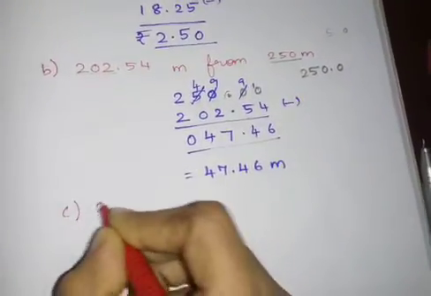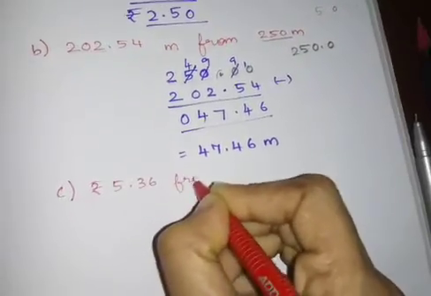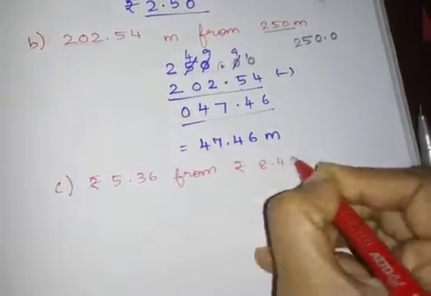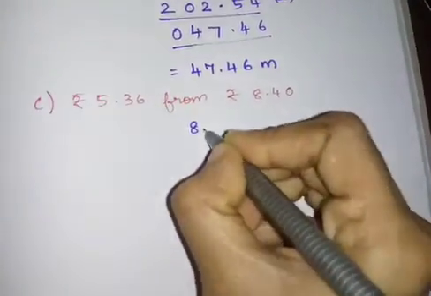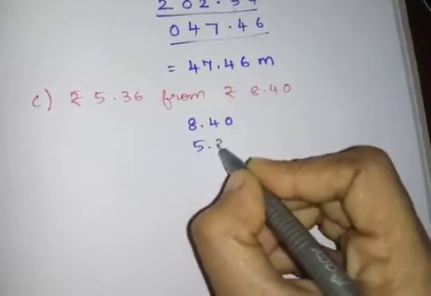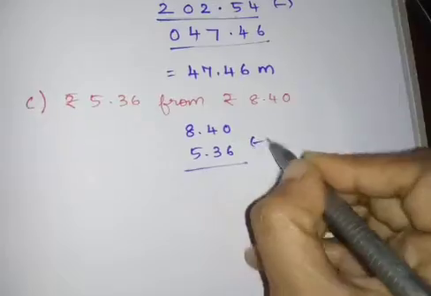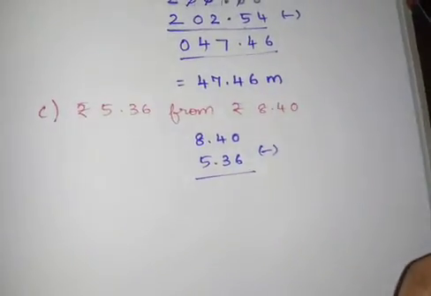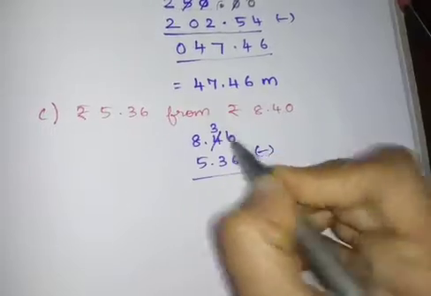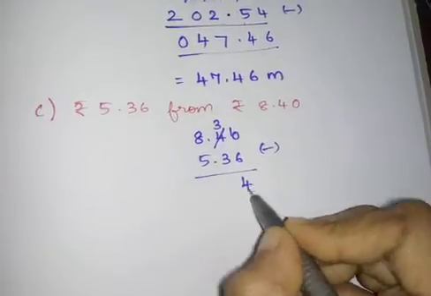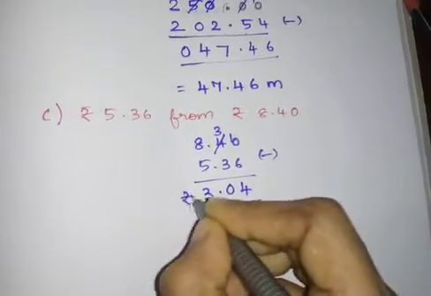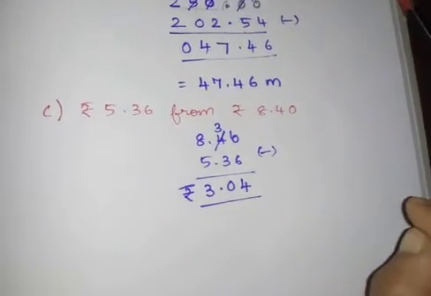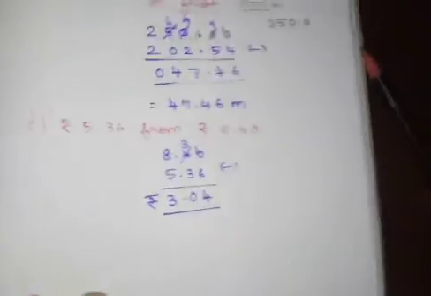Next, what is your C problem? Rupees 5.36 from rupees 8.40. First I'll write 8.40, then 5.36. We need to borrow because we can't do 0 minus 6. So we'll borrow from the 4, making it 3, and here it will become 10. 10 minus 6, 4. 3 minus 3, 0. 8 minus 5, 3. Rupees 3.04 is your answer.